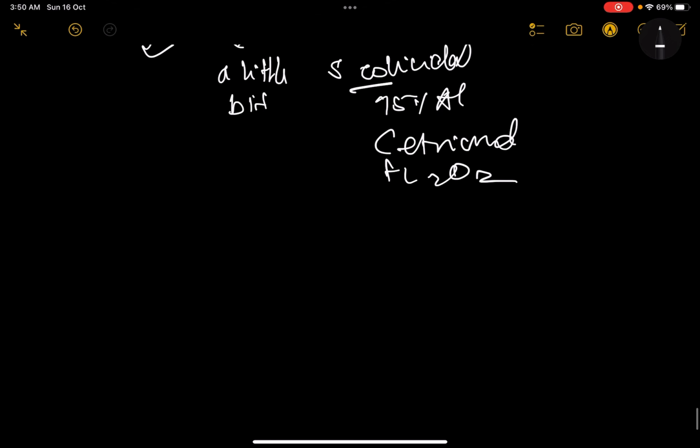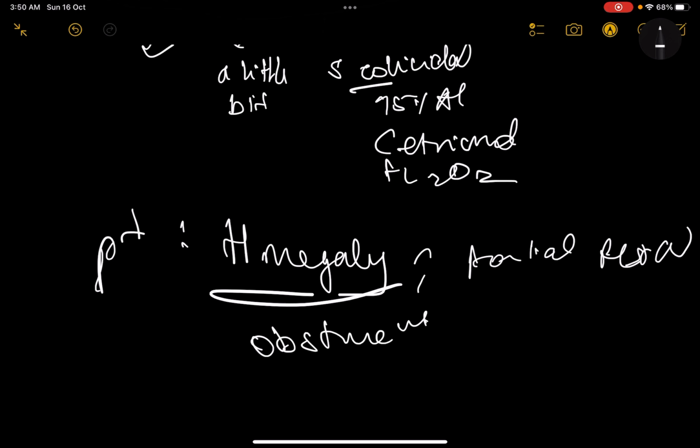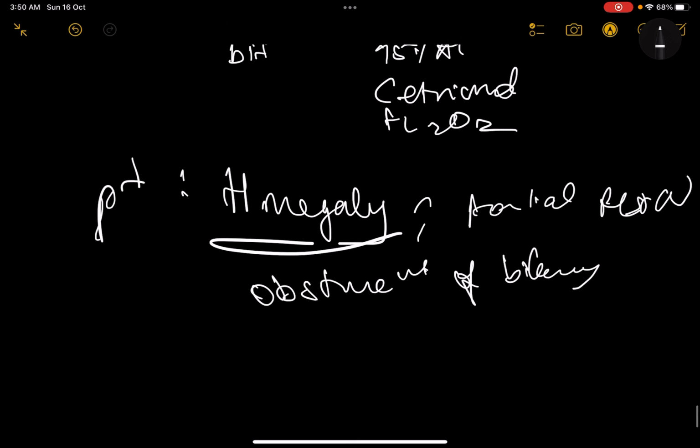Sometimes this patient will come to you with hepatomegaly, and there might also be portal hypertension. There can also be obstruction of the biliary tree, certain allergic reactions, and secondary bacterial infection. If this has reached the lungs, it can even go to the bronchus.